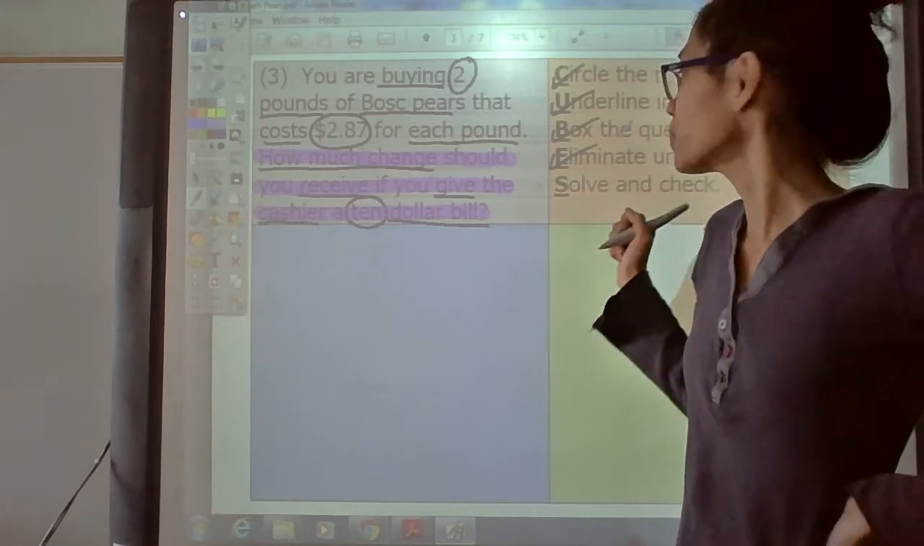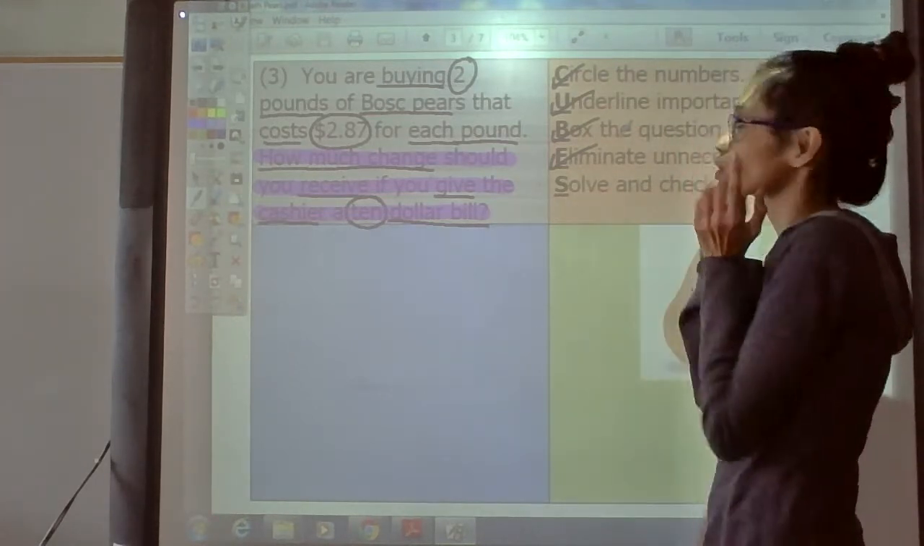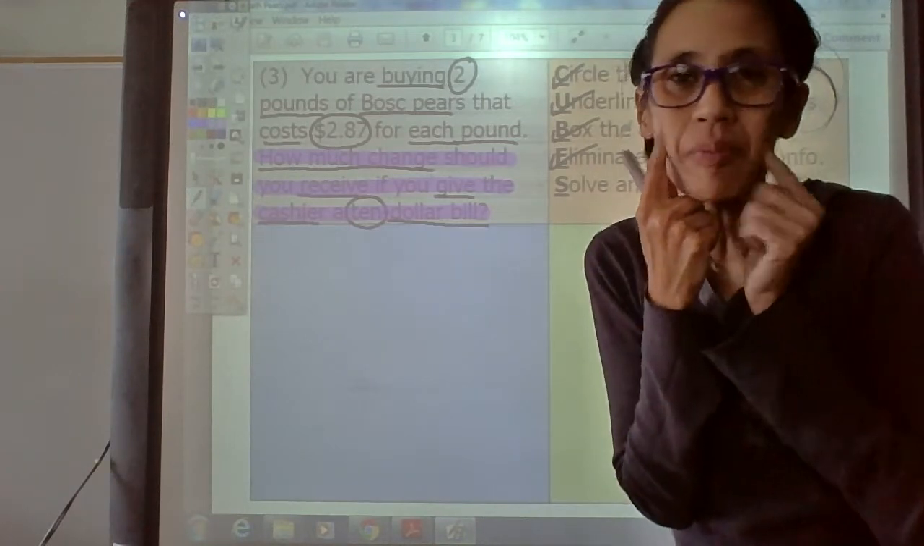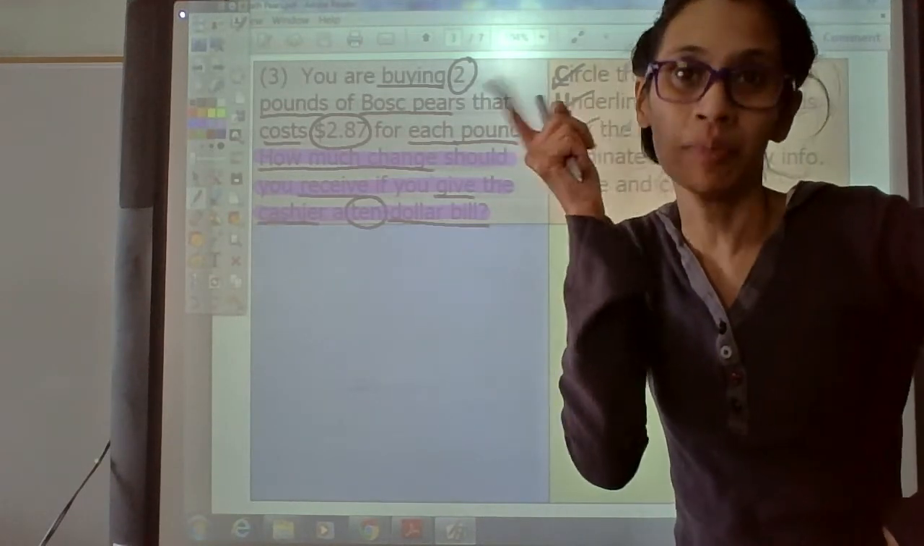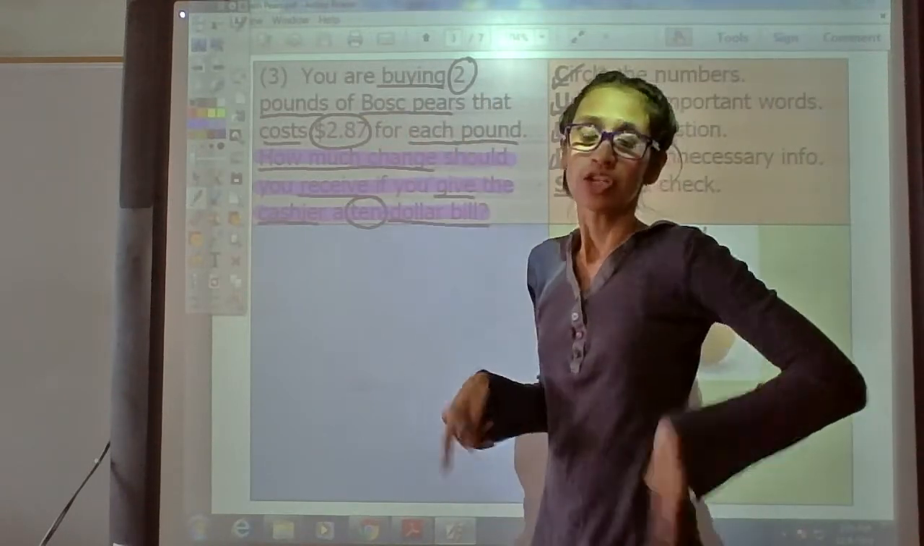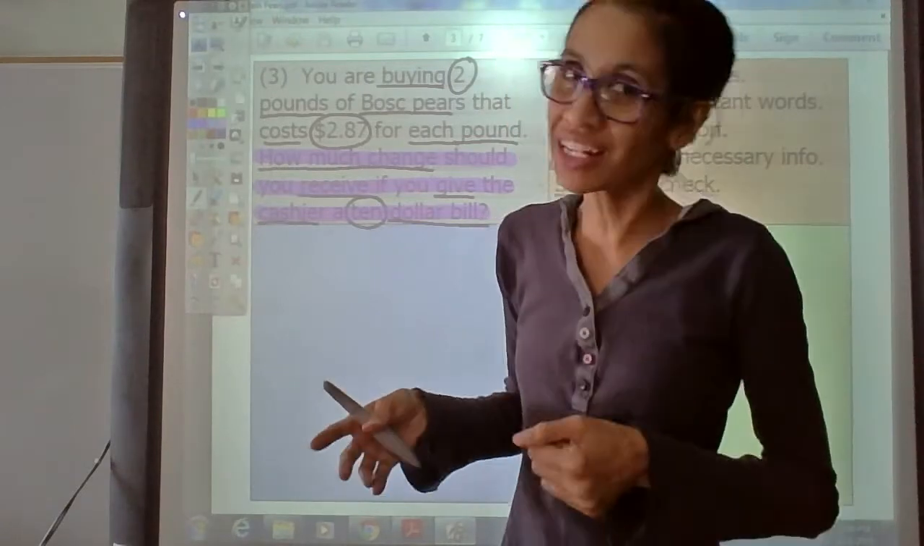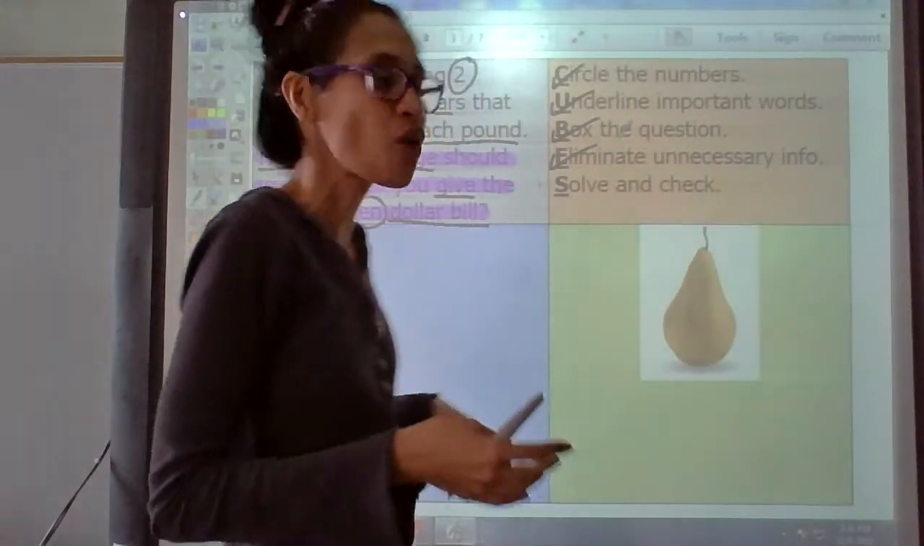And the last step is to solve and check. So to solve and check, we need to think about it. Think about it in your mind. Imagine. You are buying 2 pounds of Bosque pears. So you're buying 2 pounds of pears. It's a lot of pears. Lots of healthy eating going on at your house, I'm sure.